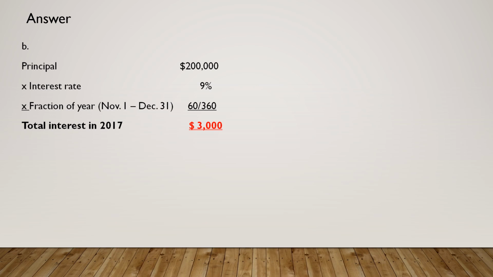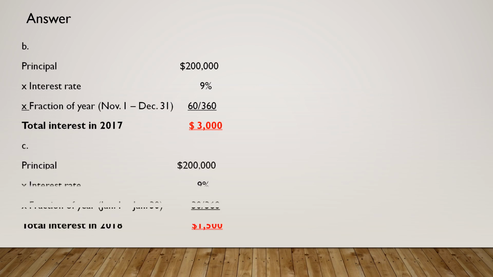This is in 2017. What about in 2018? If you remember, the note will mature on January 30, 2018, which means that the note will last in 2018 for just 1 month, 30 days. To calculate the interest in 2018, we say principal, which is $200,000, times the interest rate 9%, times the fraction of the year, which is 30 days, the month of January in 2018, over 360, which are the days of the year. It will give us the total interest in 2018, which is $1,500.